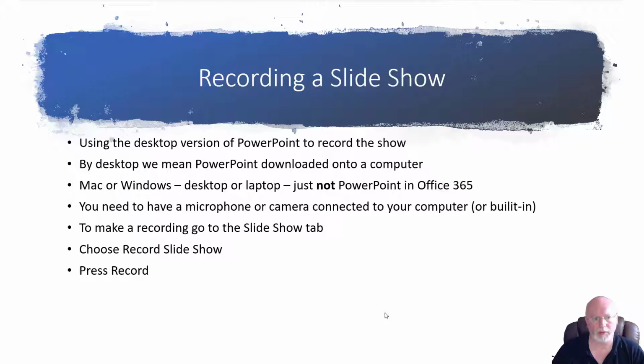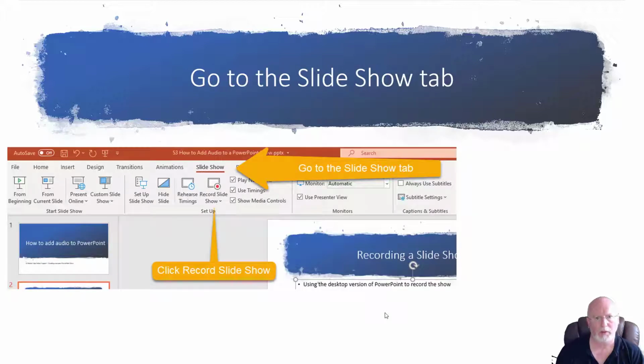So to make a recording, you need to go to the slideshow tab, choose record slideshow, and then press record. So go to the slideshow tab, and you have then the option to click on record a slideshow.